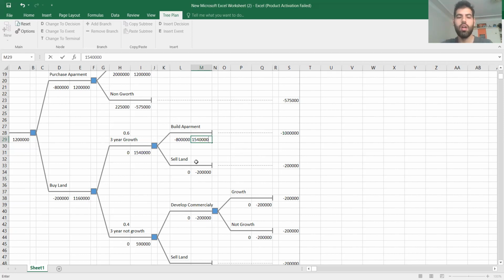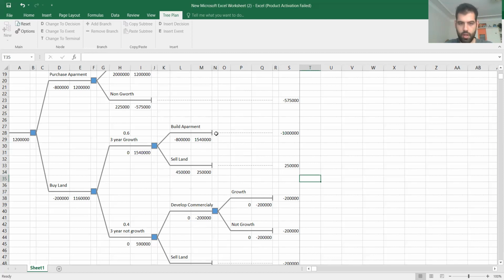And if it works, we are earning $1,540,000. But also we can sell our land. So if we try to sell our land, it makes $450,000, and it will earn like $250,000. Yes.